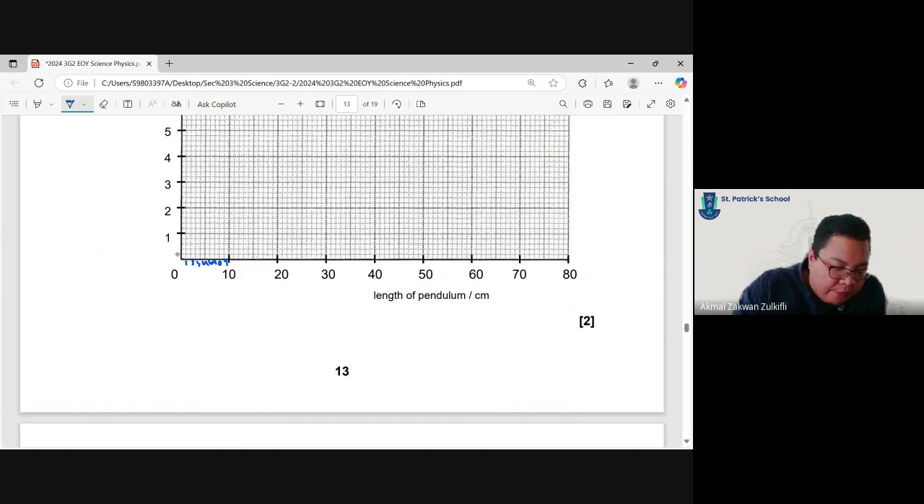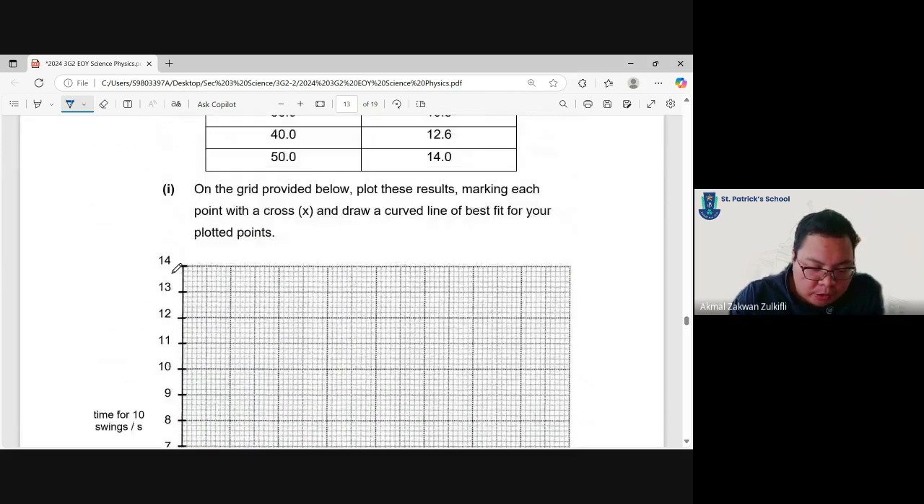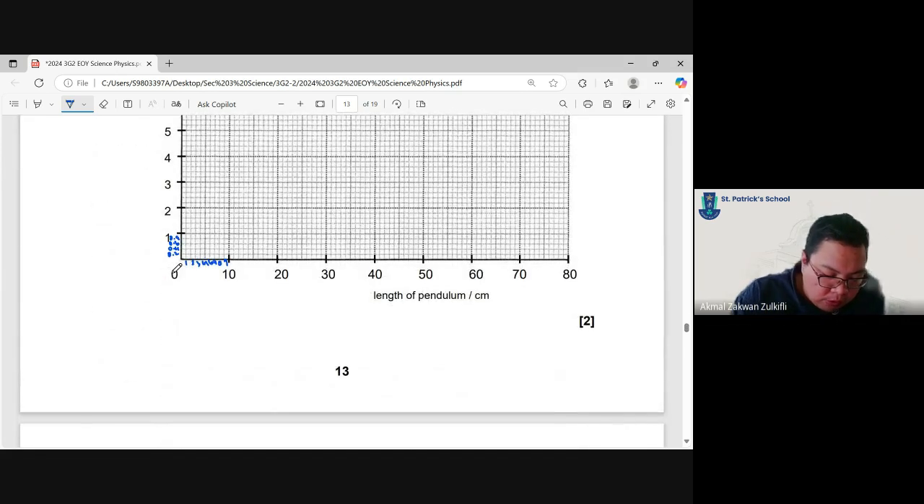How about this axis? Every small interval, is it 0.1, 0.2, 0.3, 0.4? But it's not 0.5, it's 1. Okay, so I need to change. It's not 0.1. Let's try 0.2, 0.4, 0.6, 0.8. Just nice. So I know every small interval is 0.2. So when you plot, make sure you plot it properly. For example, 0, 0, make sure you plot this inside.